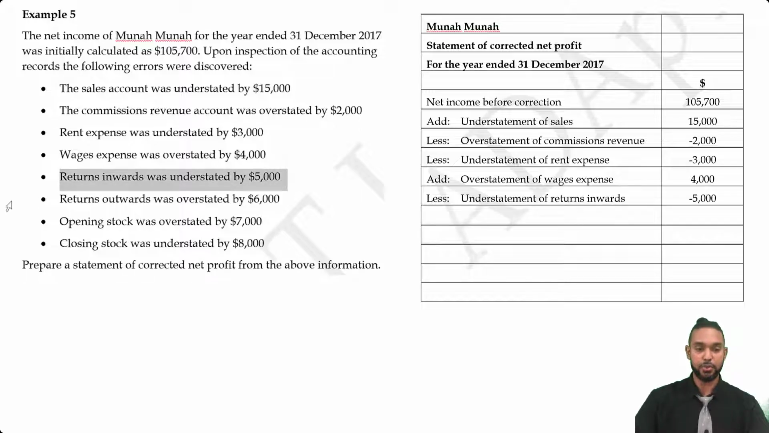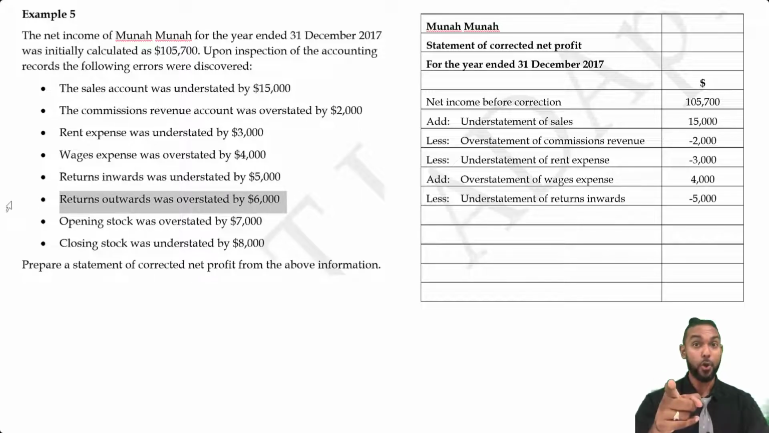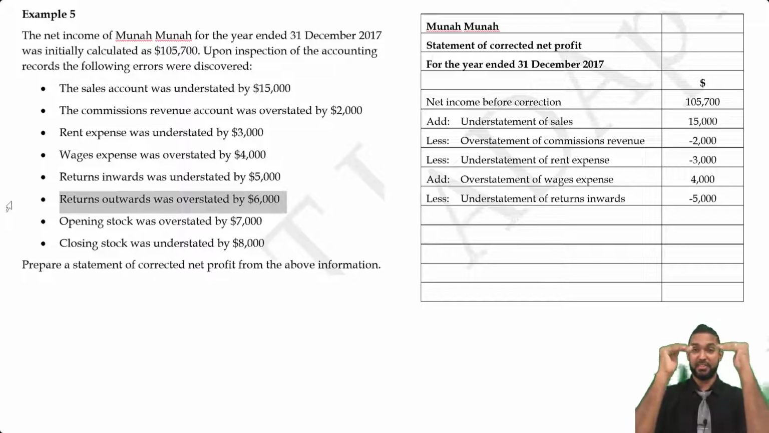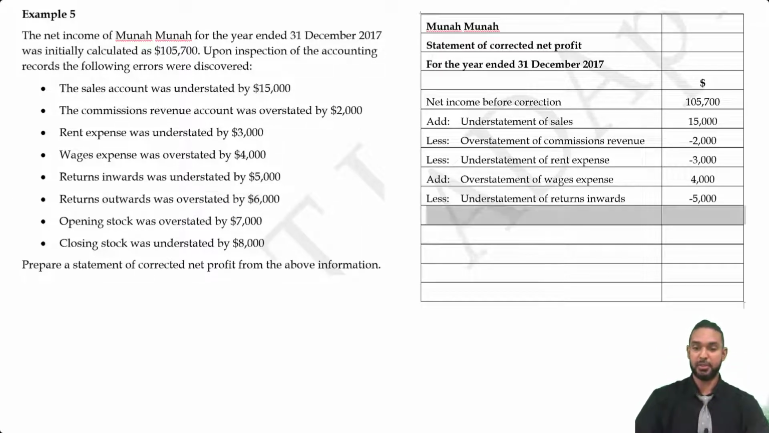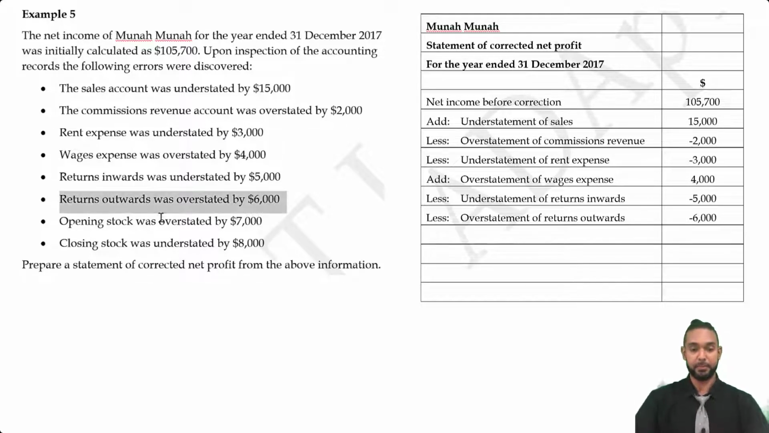Next, returns out was overstated. Returns out behaves like a revenue. Overstated means it's too high. To fix that, we have to decrease it. And when you decrease a revenue item, profit goes down as well. So across here in our table of correction, we're going to have to decrease that or subtract that figure, in the same process of correcting net income.